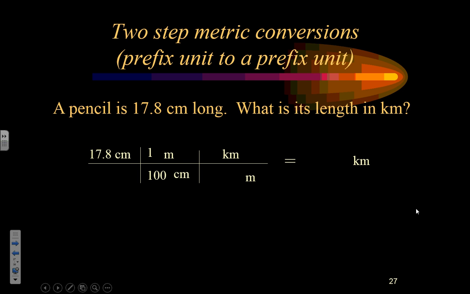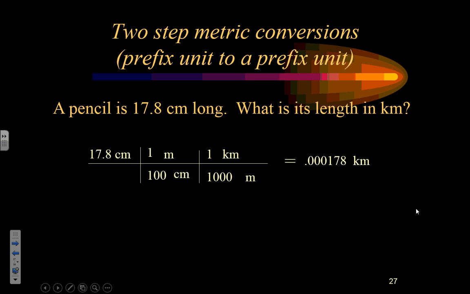And just like centi, you were supposed to have memorized what kilo stands for. So this is one you won't be given often in the problem. You'll need to know. Kilo means 1,000. So in 1,000 meters, you have 1 kilometer. And at this point, every unit is canceled except for the target unit kilometers. So this must be my correct solution. 17.8 divided by 100 divided by 1,000 will give me my correct answer, 0.000178 kilometers.